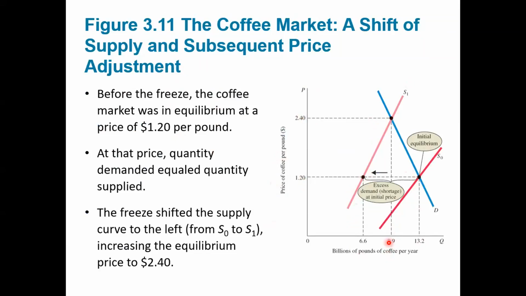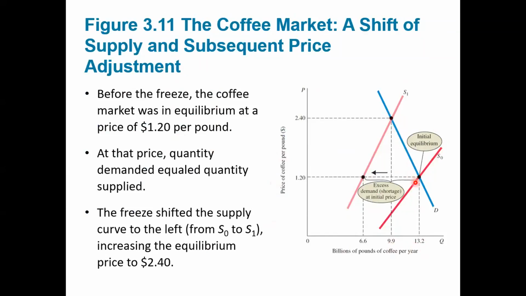So I want you to pay attention to the language I'm about to use for this graph. Notice we had a decrease in supply. The old supply curve was blown away. We drew a new one. But we moved along the demand curve. So in this case, a decrease in supply led to a decrease in quantity demanded. The decrease in supply shifted the supply curve to the left. The decrease in quantity demanded, we moved up the curve to the left, so we went from 13.2 to 9.9 billion pounds of coffee.